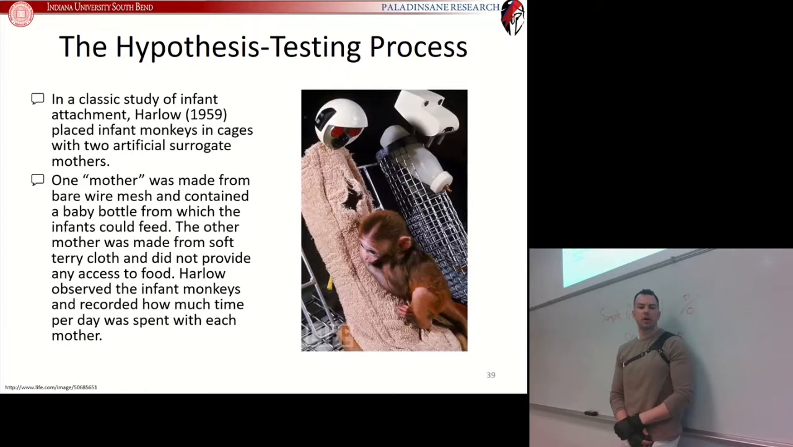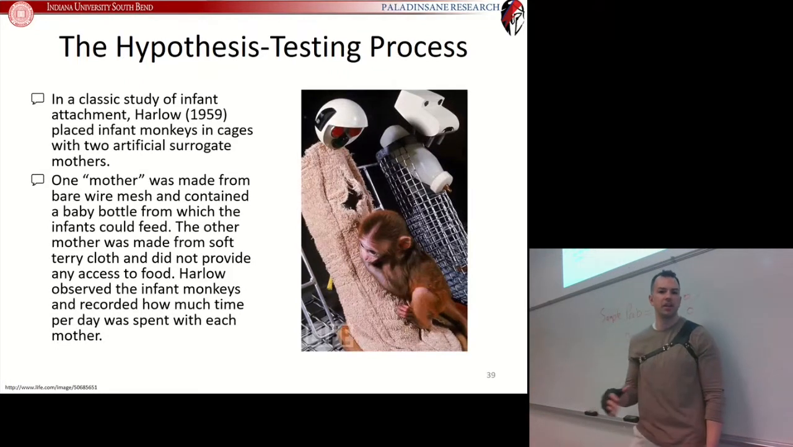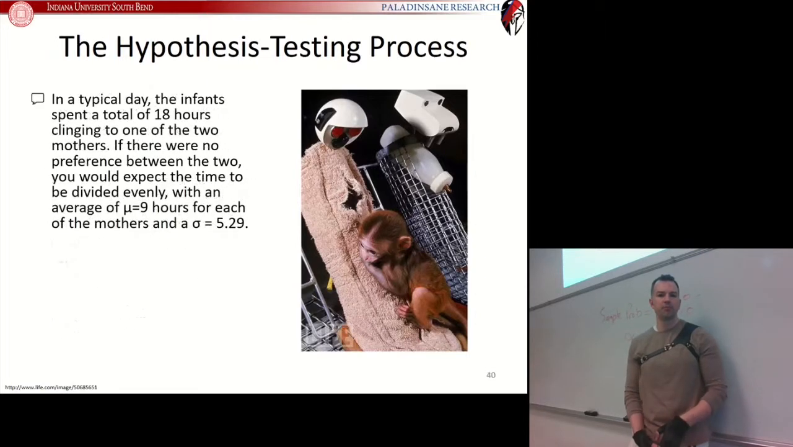One mother was made from bare wire mesh and contained a baby bottle from which the infants could feed. The other mother was made from soft terry cloth and did not provide any access to food. Harlow observed the infant monkeys and recorded how much time per day was spent with each mother. In a typical day, the infants spent a total of 18 hours clinging to one of the two mothers.